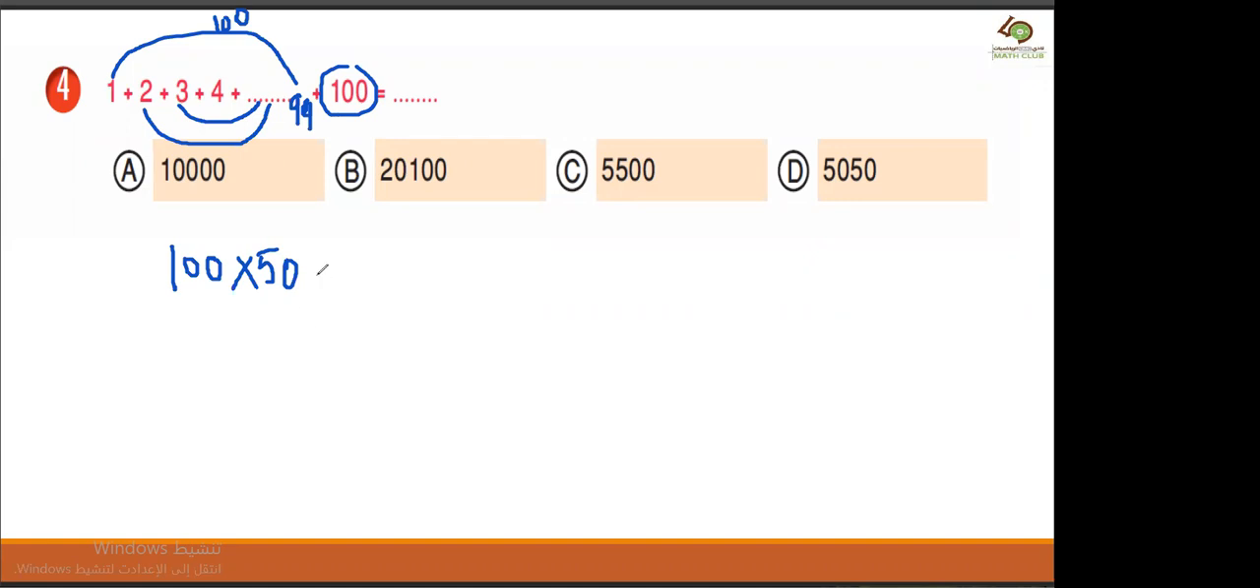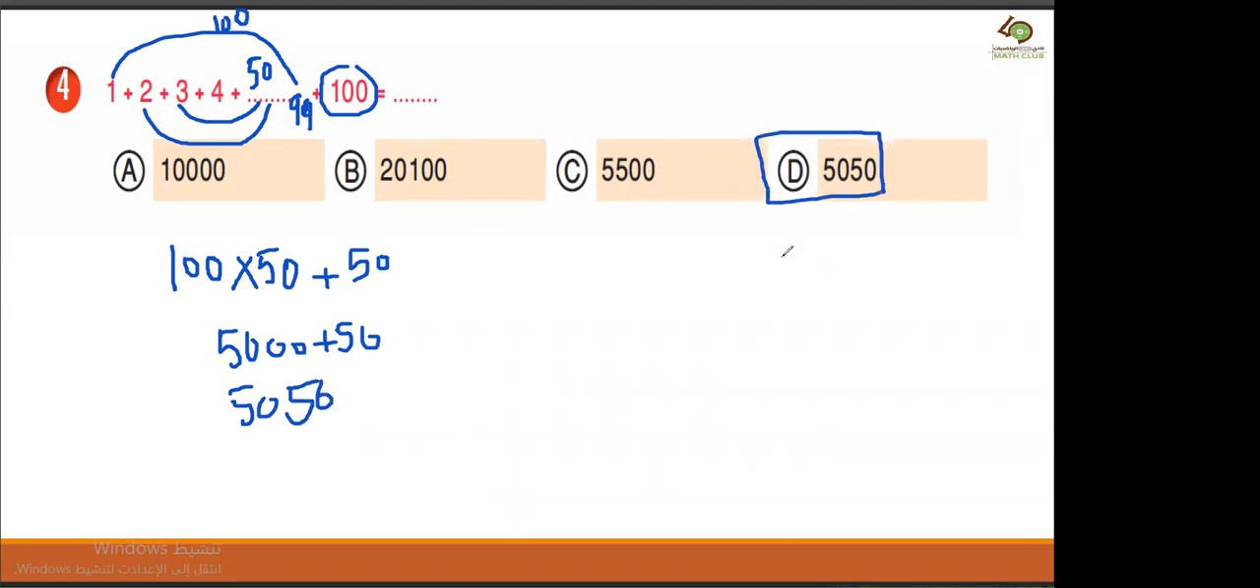Right. And the middle one, what is the middle one? The middle one is 50, because I don't have 150, only 50. So I add 50. So you can now calculate this. 100 times 50 is 5,000, and plus 50. So the answer is 5,050, right? So the answer is D.